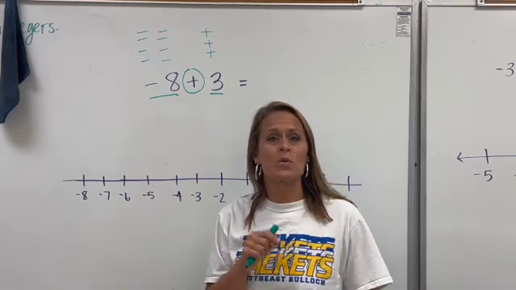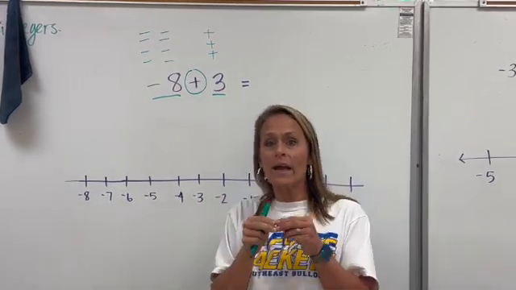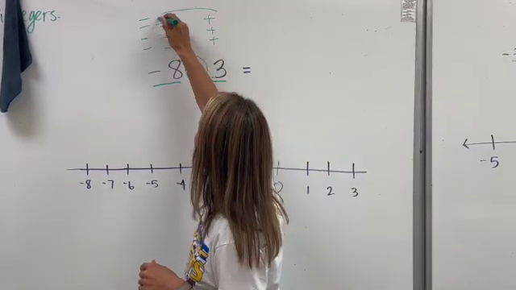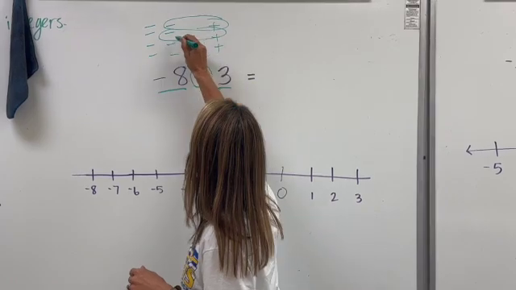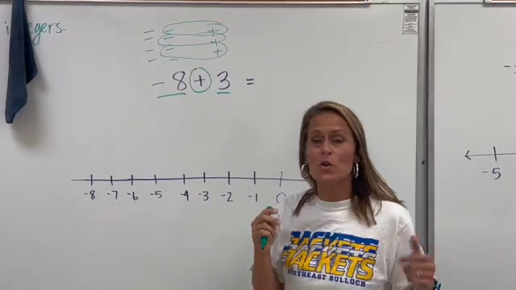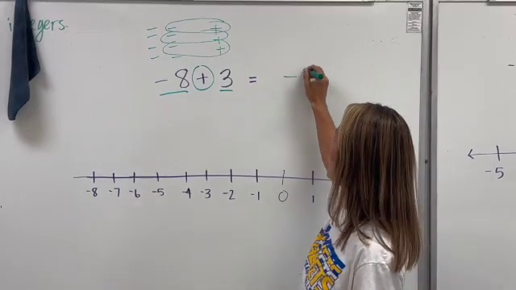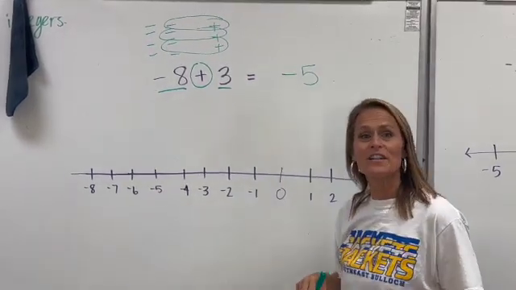Because they're different signs, we're going to neutralize common pairs, and we're going to make a 0 pair out of those. When we finish, we notice that we have 5 negatives left. Now we're going to look at it on the number line.